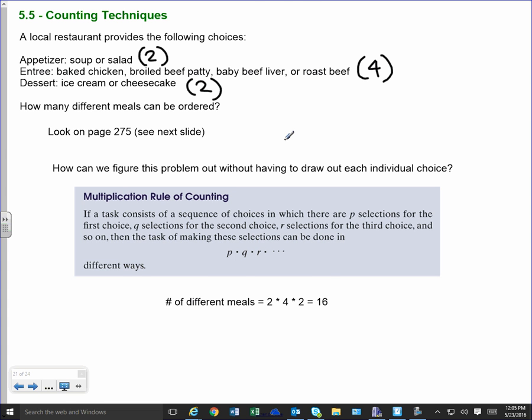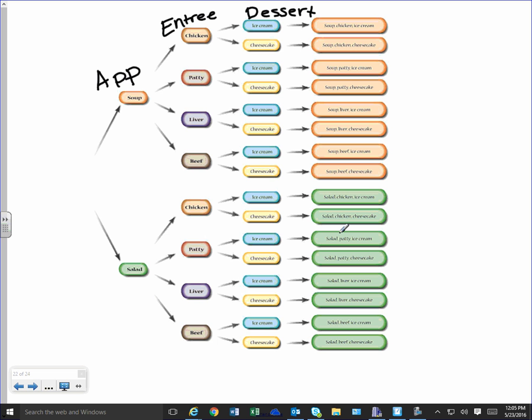Well, let's look at the next slide here. This is what we would need to do to figure this out, right? We would write out, okay, for the appetizer, they could choose this or this. Then for the entree, they have 4 options, 2 options for the dessert. So someone could choose soup, then chicken, then ice cream, or soup, chicken, cheesecake. Okay, so each of these are all the possible options people could choose.